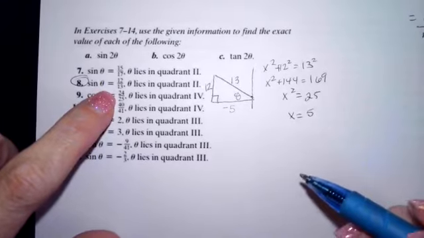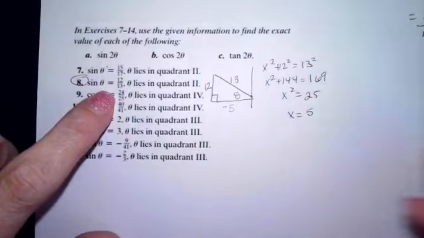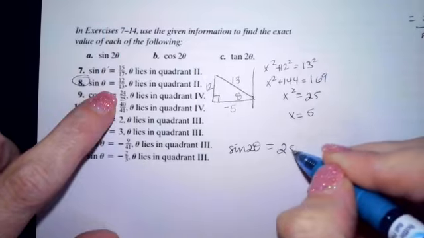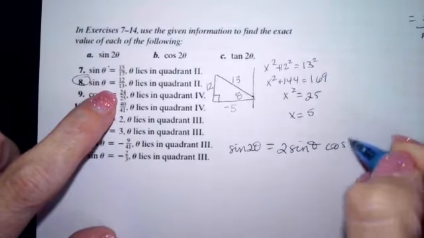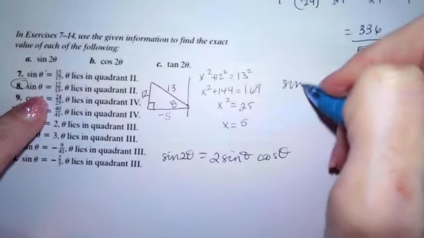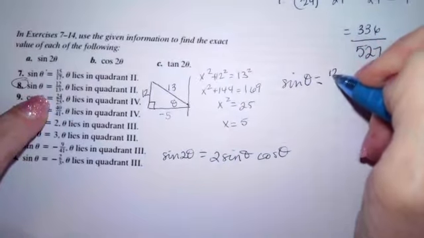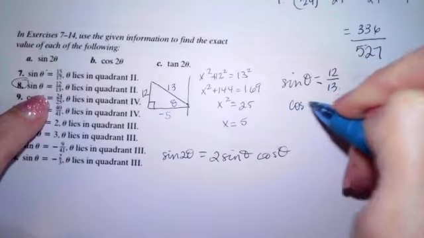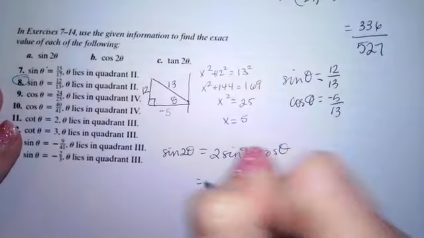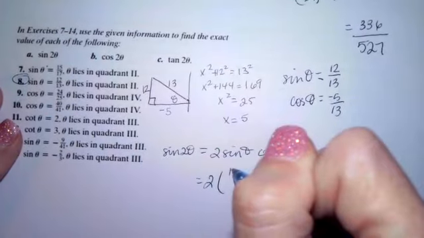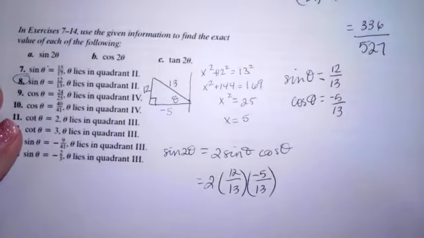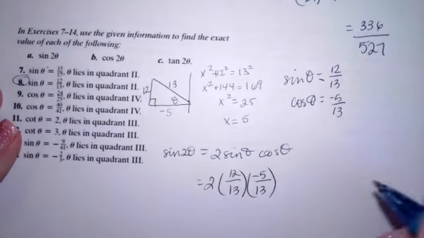Okay, so finding sine of 2 theta, I need to find sine theta and cosine theta. All right, so currently sine theta we know is 12 over 13. Cosine theta is going to be negative 5 over 13. So then this is 12 over 13 times negative 5 over 13.